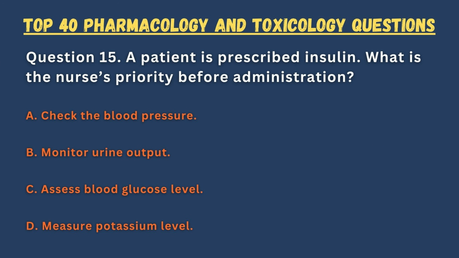Question 15. A patient is prescribed insulin. What is the nurse's priority before administration? A. Check the blood pressure. B. Monitor urine output. C. Assess blood glucose level. D. Measure potassium level.